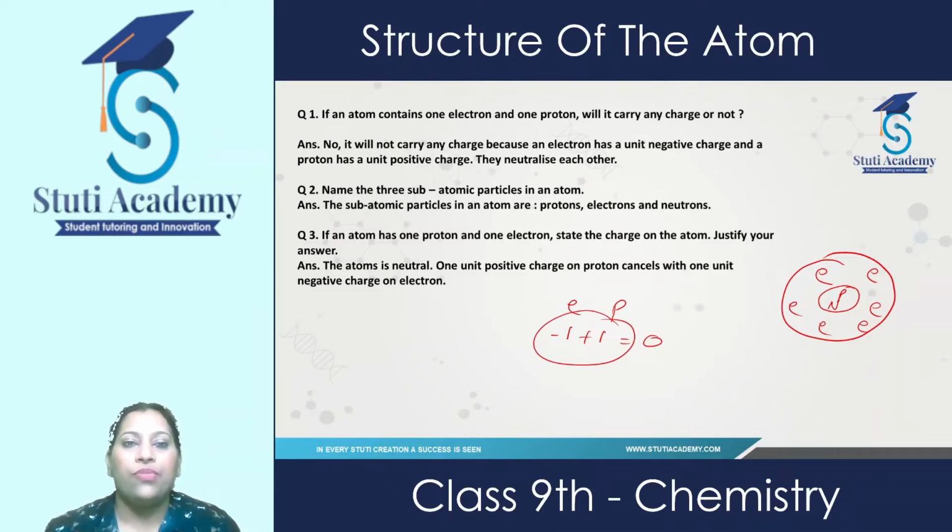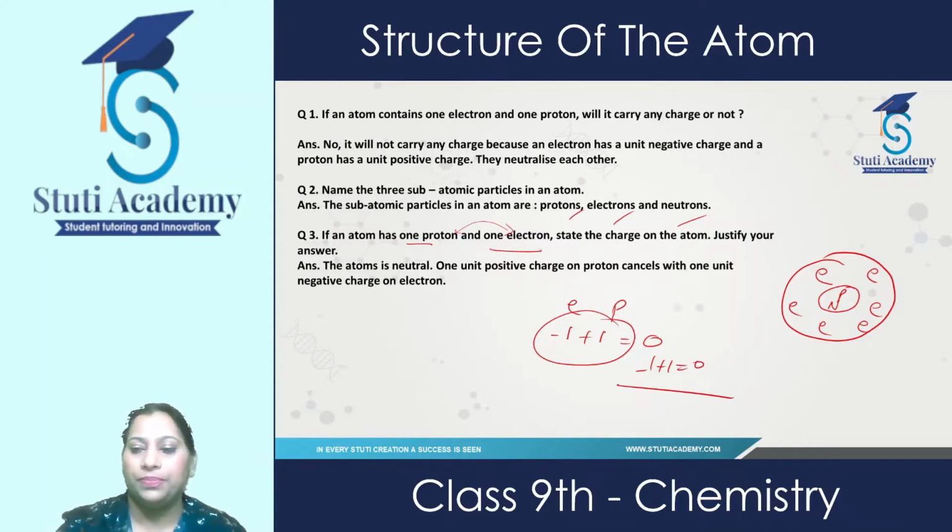Next is, name the 3 subatomic particles in an atom. These are protons, electrons and neutrons. Third is, if an atom has 1 proton and 1 electron, again a similar type of question as question number 1. State the charge on the atom, justify your answer. Again, the atom is neutral because 1 proton and 1 electron is present. They both nullify the effect of each other. Minus 1 plus 1, okay, 0. The atom is neutral.